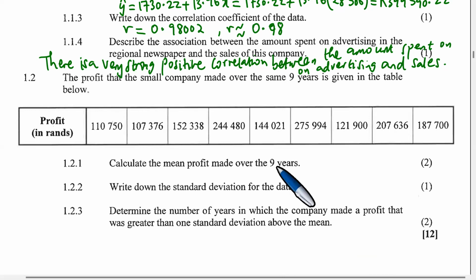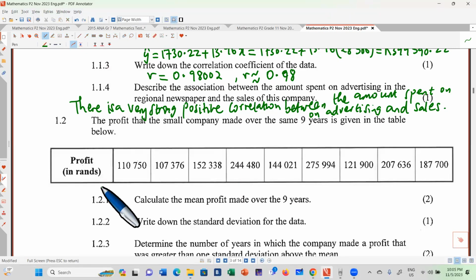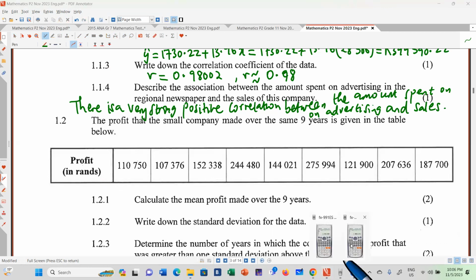The profit that the small company made over the 9 years is given in the table below. Here's the profit, 110,750, 107,376, and so on. Calculate the mean profit. Let's find the mean profit, the standard deviation, and so on. We're going to use our calculator to do this. So let's return to the calculator. I'm going to minimize my screen a little bit. We continue. Right, having minimized the screen, let's launch the calculator again.